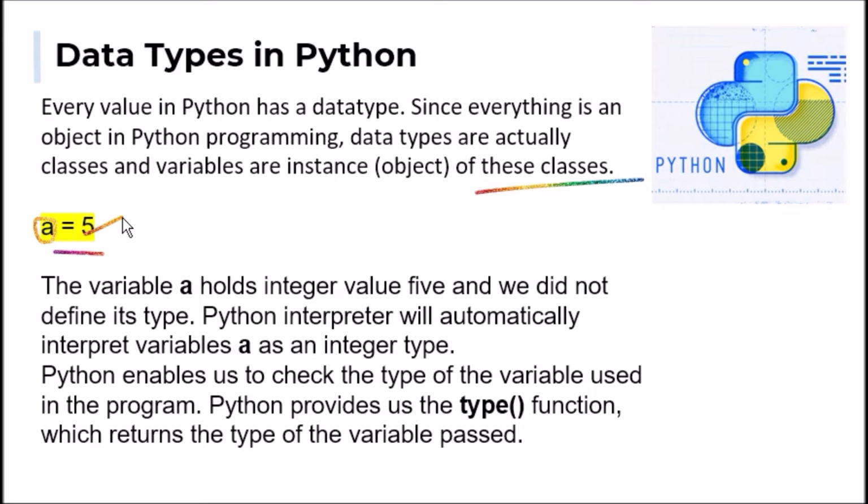But the best part in Python is that we do not need to tell Python about the data type of any variable because Python is super smart. It will try to figure it out all by itself. The Python interpreter will automatically interpret variable a as an integer type with the help of this value. Python enables us to check the data type of the variable used in the program. Python provides us the type function, as you know very well, which returns the type of the variable passed.